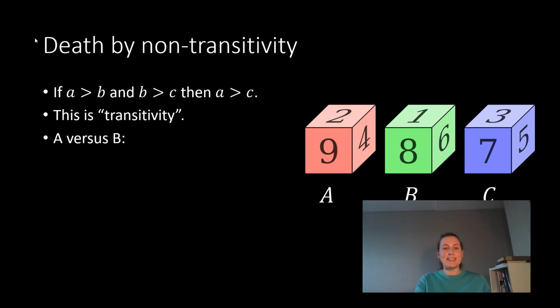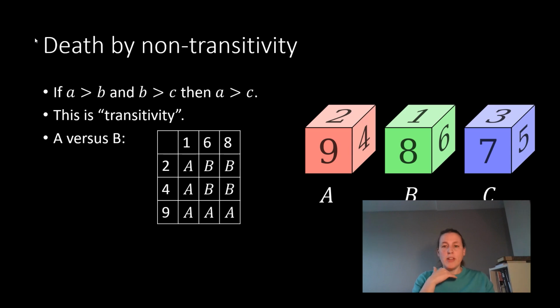Okay, so let's try this out. If we're doing A versus B. I can't obviously show you all the sides, but on die A, there's a two, but opposite is also a two. So it's got two twos and two fours and two nines. And the same with B, they've all got the same thing on opposite faces. So B has one on the top and the bottom, six on either side, and eight front and back. So that means there are 9 possible outcomes for this game of dice.